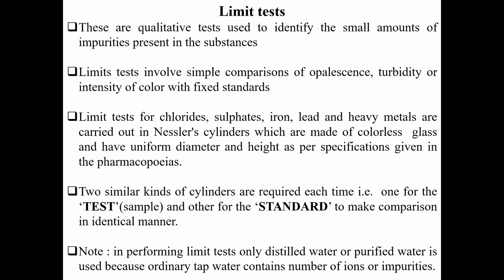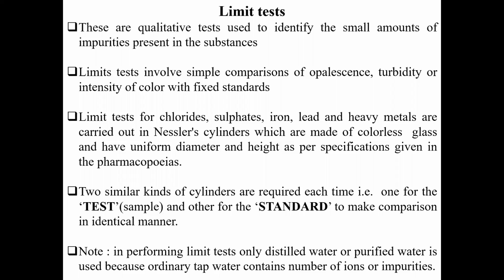So if you want to check whether any impurity is present in the substance, you have to do it by using the limit test. Limit tests involve simple comparisons of opalescence, turbidity or intensity of color with fixed standards, right? So the opalescence, turbidity or the intensity of color is measured or checked.